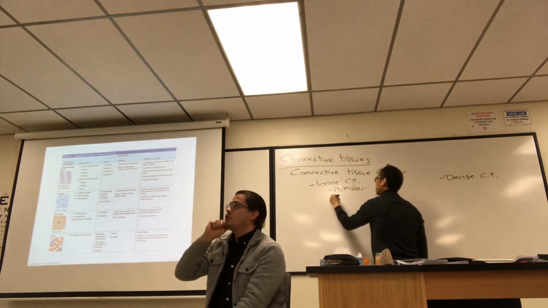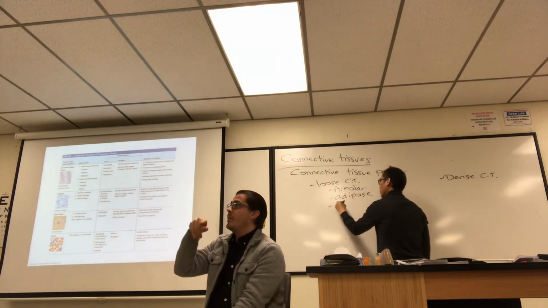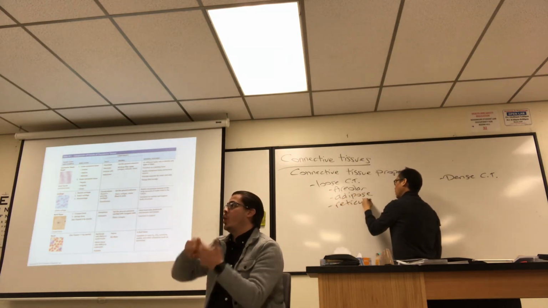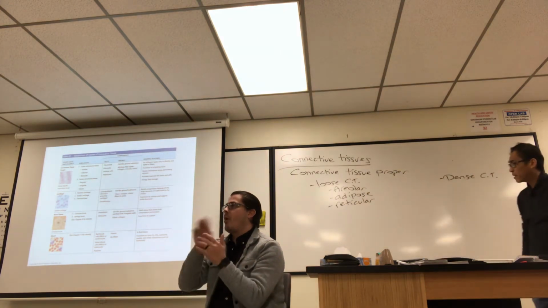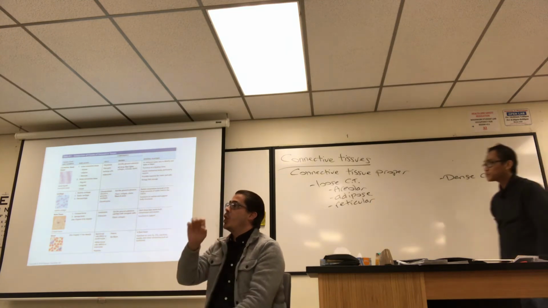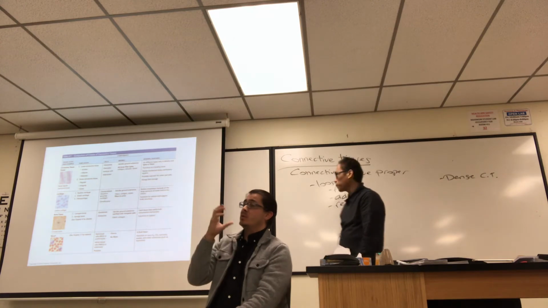Areolar, adipose, reticular. We'll look at pictures of all of them. Loosely packed fibers, and you should be able to identify them. For the dense ones, there's dense regular and dense irregular.